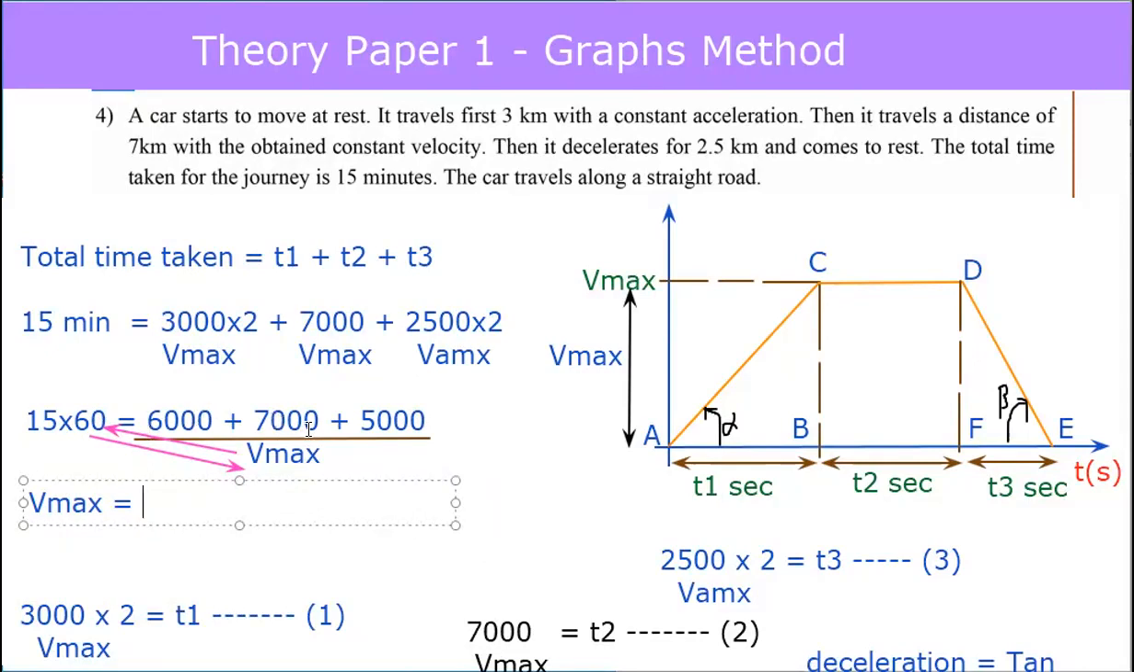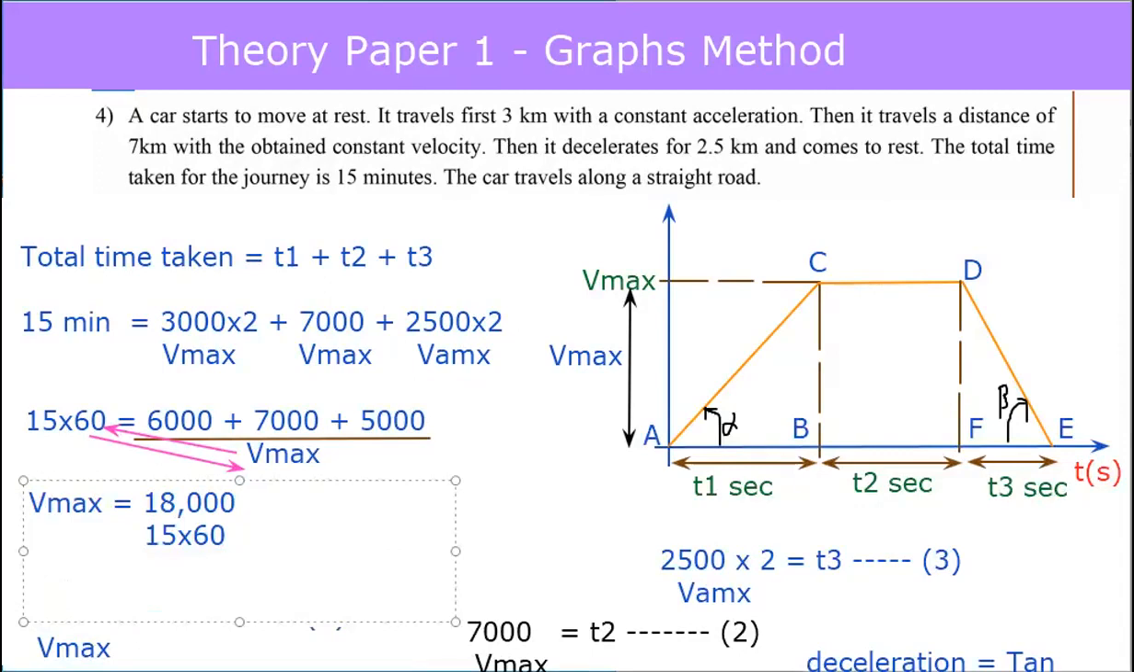6000 plus 7000, 13,000 plus 5000 is 18,000, divided by 15 into 60. 15 into 60 is 900? Check. Yes, that is 900. So 18,000 divided by 900. If you divide, what will be the final answer?